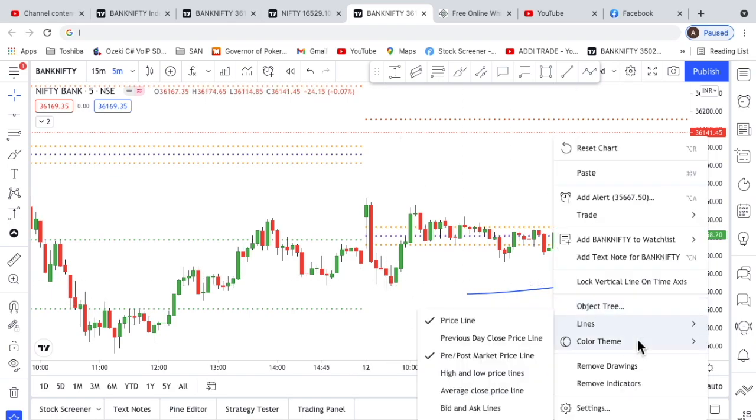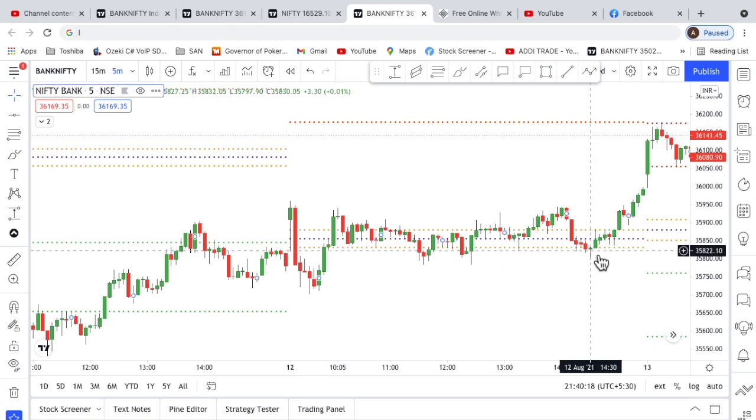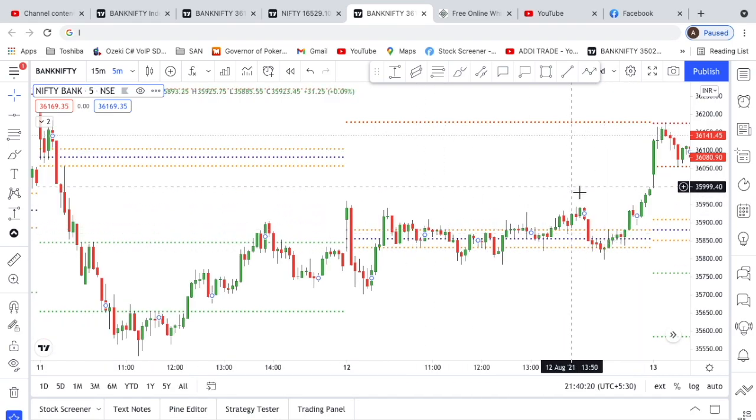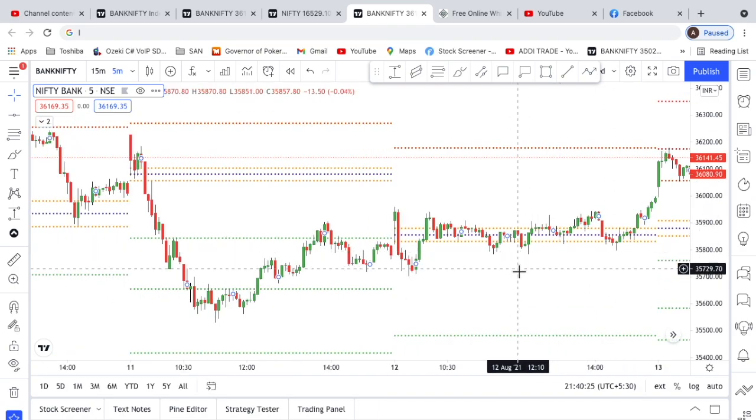So this was a very bad day to buy options. There was only one chance in the end. So days like this, you can avoid buying options if your capital is small. If your capital is big, you can definitely go and sell options. How do you sell options?